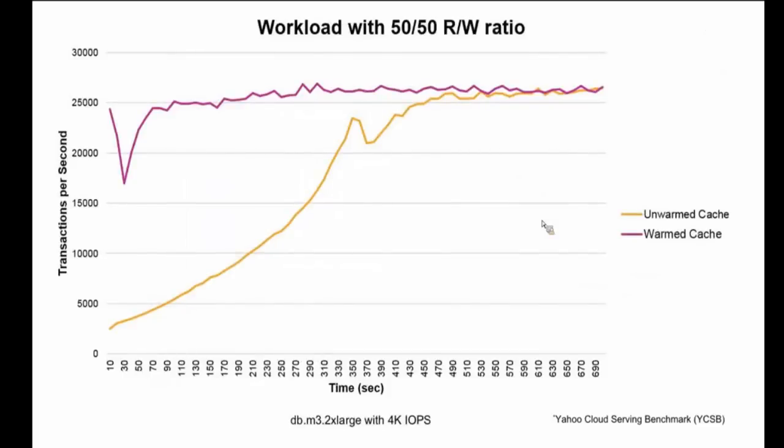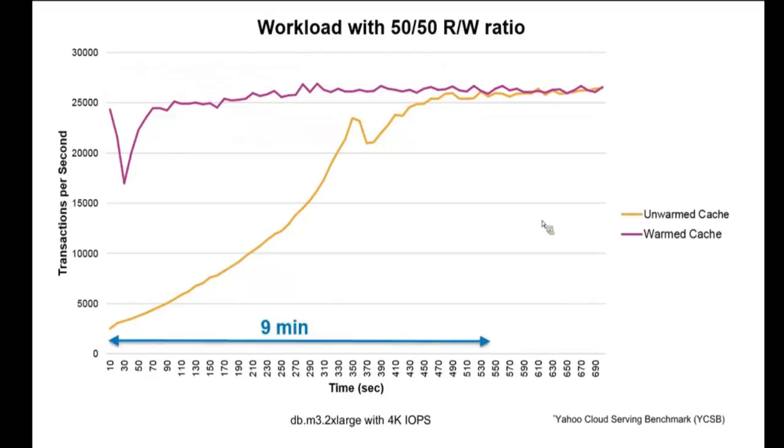And in this example, you can see there's about a 9-minute period of time where it takes about 9 minutes without the cache warming for things to get back to a warm state and performance to resume its previous level. And for a good portion of those 9 minutes, you're getting about 4 times the performance with cache warming turned on.